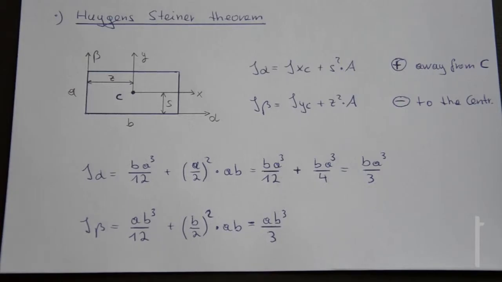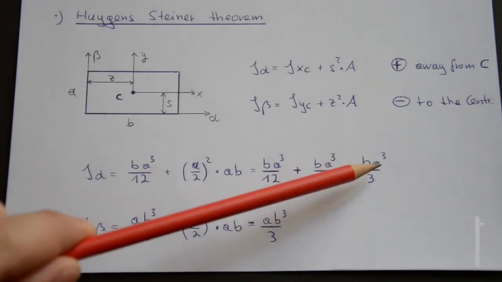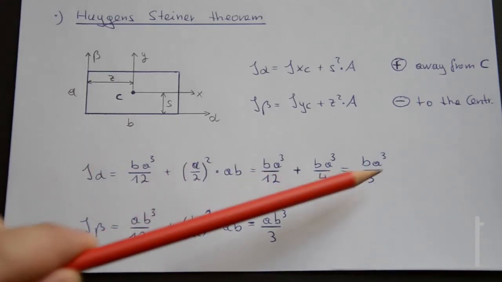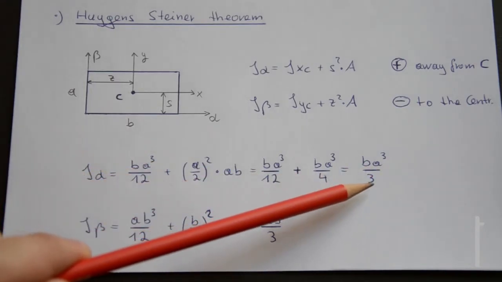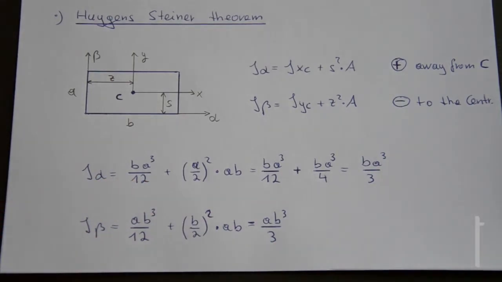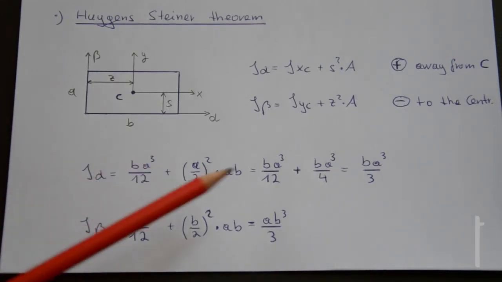And now we see something interesting. If we compare this result for Jy with the Jxc we had here, we see it is actually exactly the same, but we just have a 3 down here instead of a 12. Okay? And this is something you can use very often, and this is saving a lot of time, and you don't need to calculate this every time.